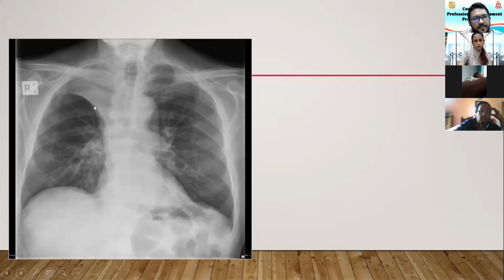You have to have a mass here. Without a mass, this is just a pure and simple upper lobe collapse. But when you have a mass, you will have an opacity coming like this and going like this. That is called the S sign, or the golden S sign, or reverse S. It's all the same.